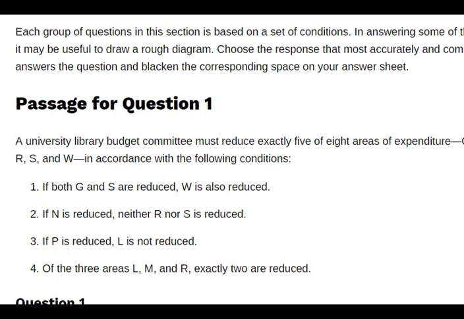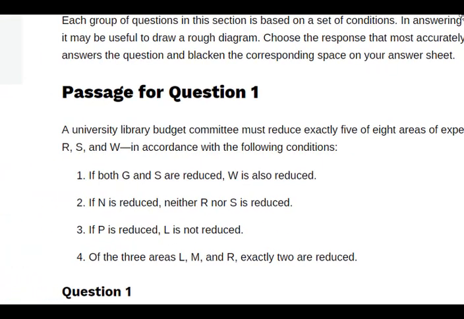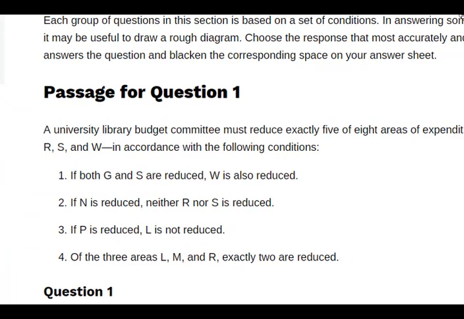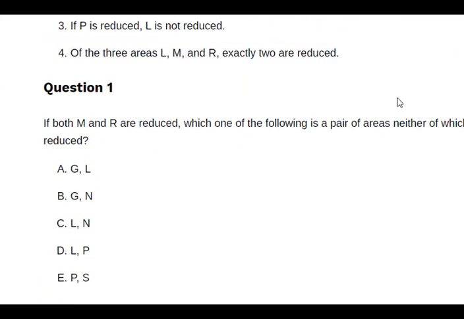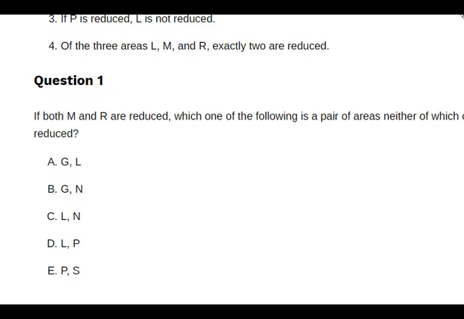The university library budget committee has reduced exactly 5 of 8 areas of expenditure, and it gives such easy to remember names as G, L, M, N, P, R, S, and W. And then it gives you some rules. G and S are reduced, W is reduced. If N is reduced, then neither R nor S is reduced. It gives you a series of rules, and then it asks you things like, which of the following pair is something neither of which can be reduced? Well, anyway, you can read the question.